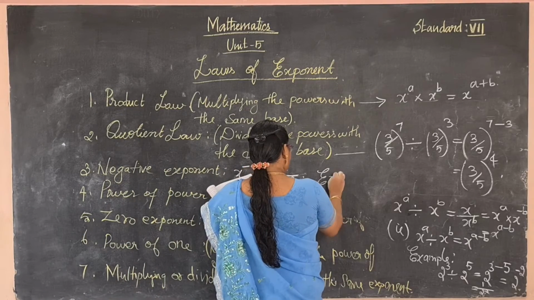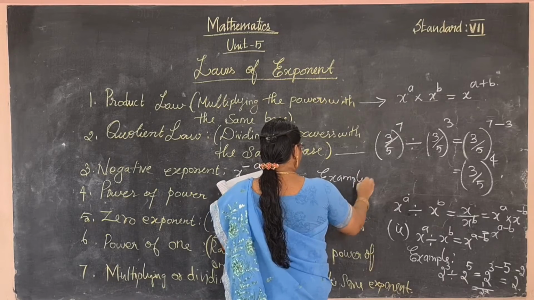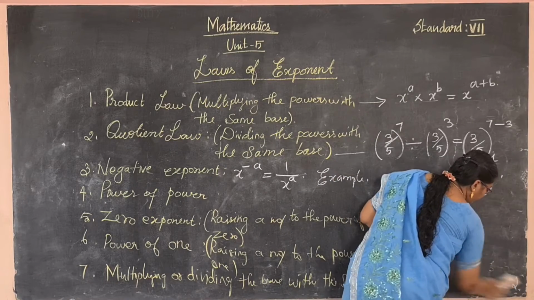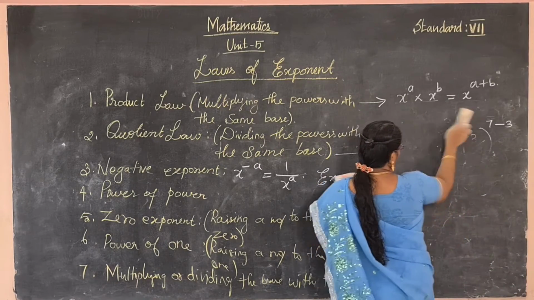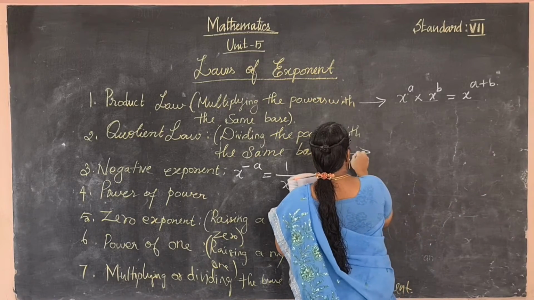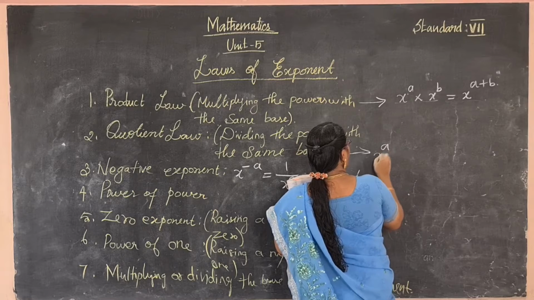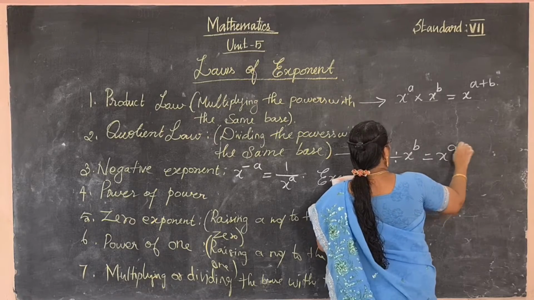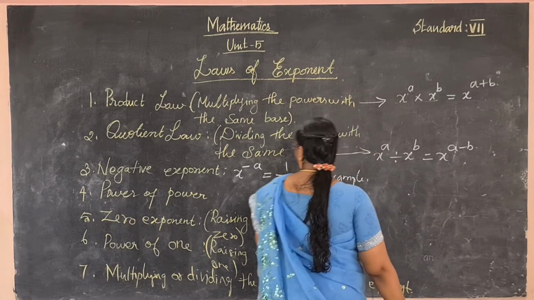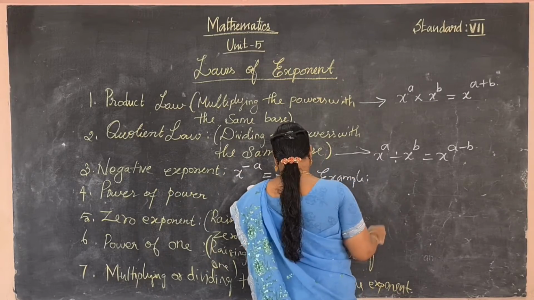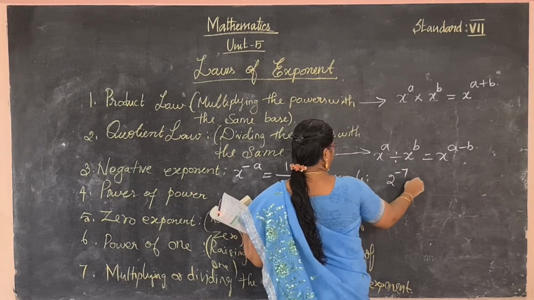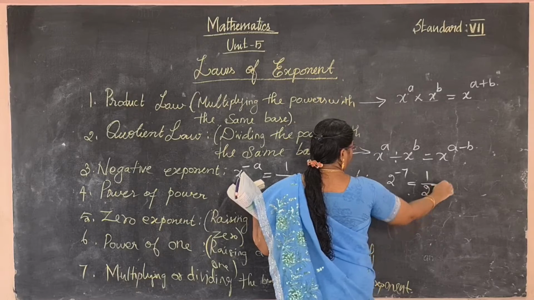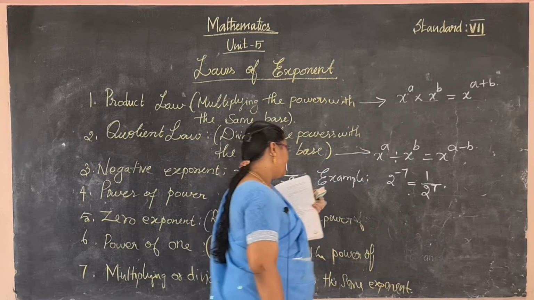Example: what is the formula for the quotient? x power a divided by x power b is equal to x power of a minus b. Okay, third example, 2 power minus 7. It is called the negative exponent. How can you write it? Write it as the reciprocal, 1 by 2 power of 7. Okay, one more example.